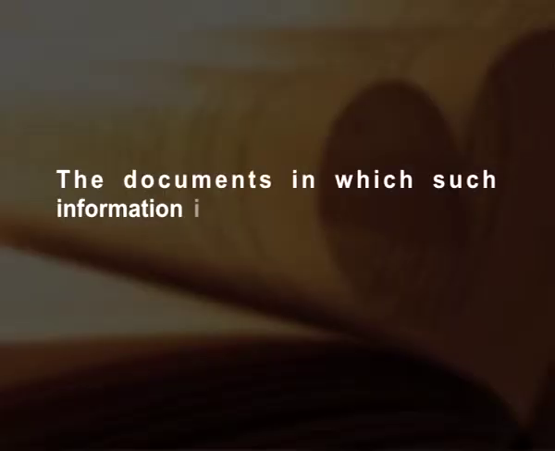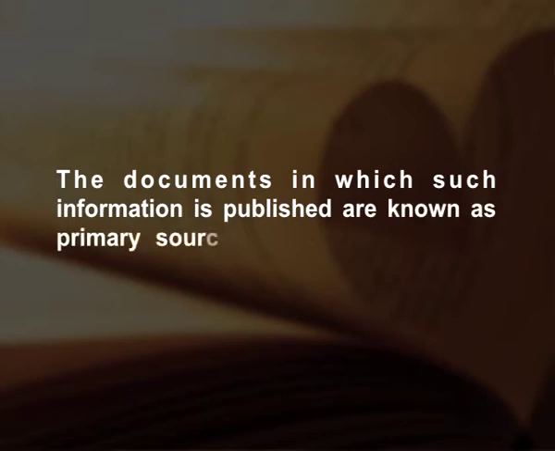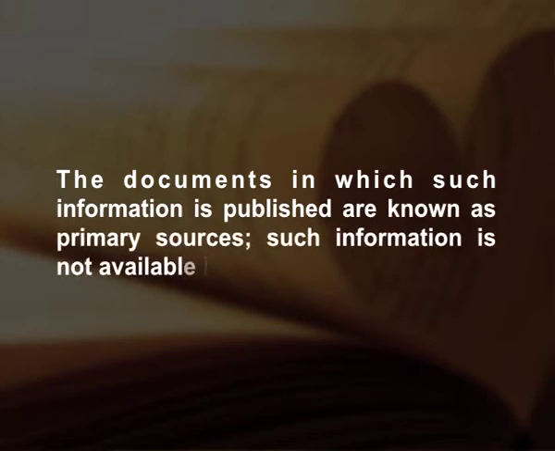Sources of information are often considered primary, secondary or tertiary depending on their originality and proximity of when it was created. The primary sources of information are basic sources of new information which have not passed through any filtering mechanism like condensation, interpretation or evaluation. The documents in which such information is published are known as primary sources. Such information is not available in secondary sources.